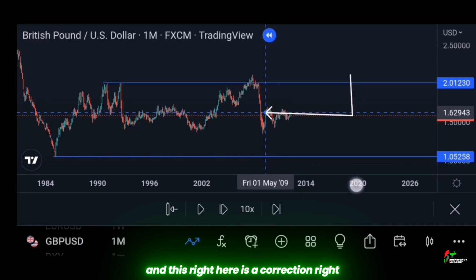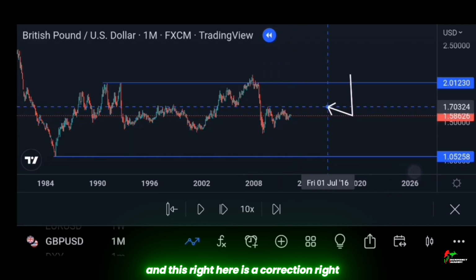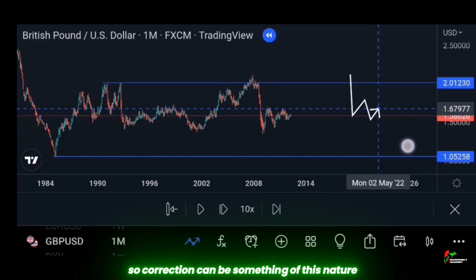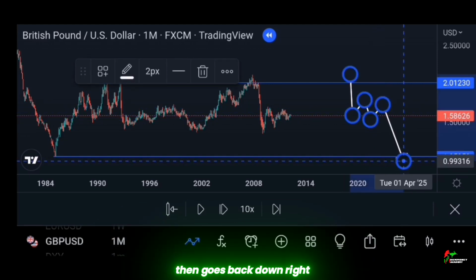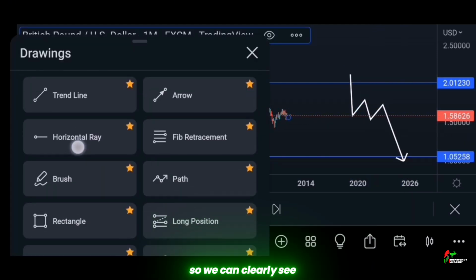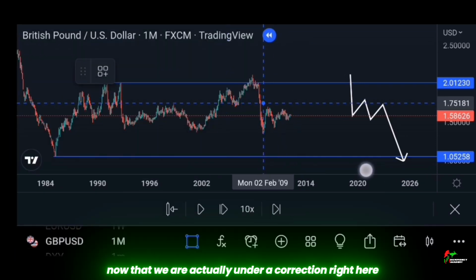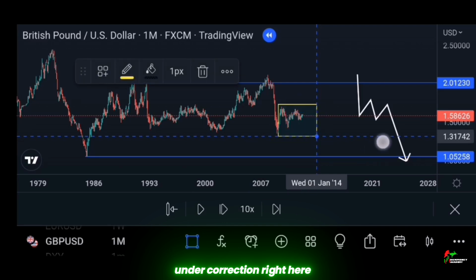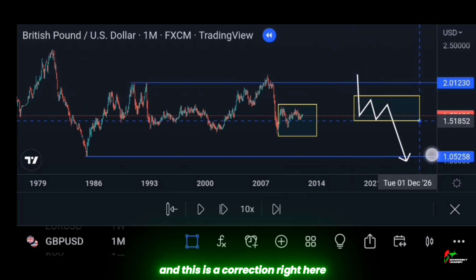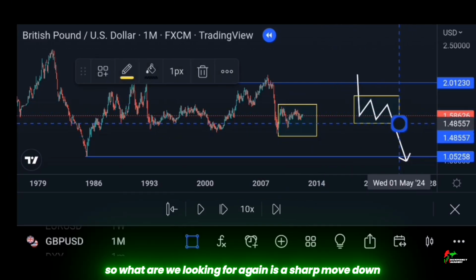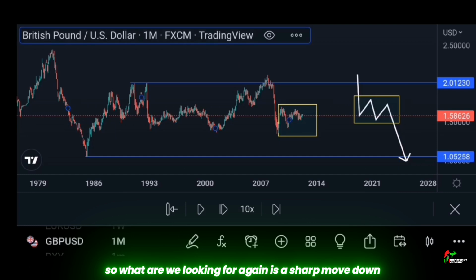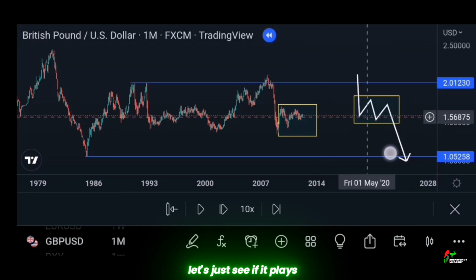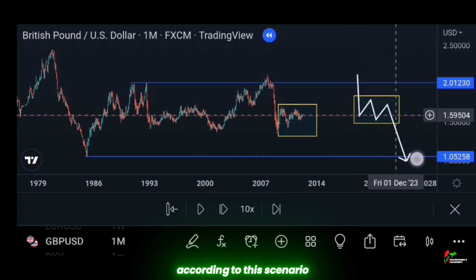And this right here is a correction, right? So a correction can be something of this nature, then goes back down, right? So we can clearly see now that we are under a correction right here, and this is a correction right here. So what are we looking for again is a sharp move down. Let's just see if it plays according to this scenario.